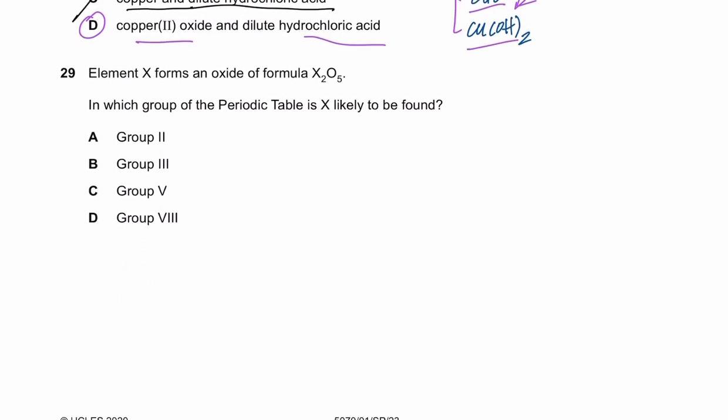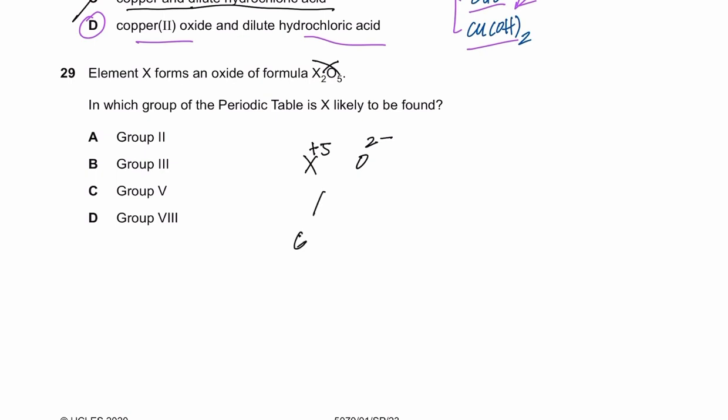Element X forms an oxide of formula X2O5. In which group of the periodic table would this be formed? You could just do a simple trick, which is take these 2 and 5 back as their charges. So X would get the 5 back and O would get the 2 back, and we know O is 2 minus, therefore X should be plus 5, right? And therefore it should be in which group?